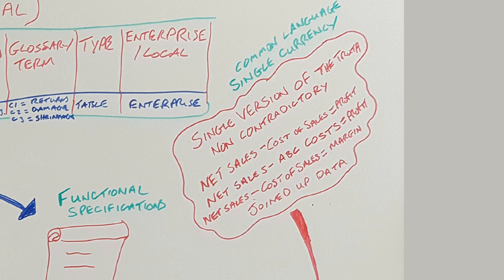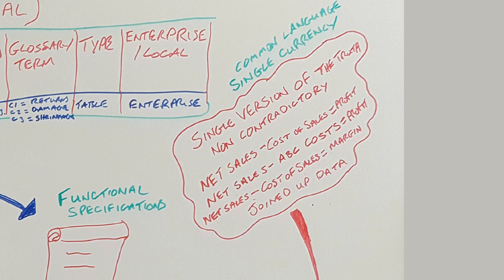Well, here's an example. Just looking at in the red cloud area in front of you, you see a calculation. Net sales minus cost of sales equals profit. Fine. Net sales minus cost of sales equals profit. Well, obviously we need to define net sales and cost of sales. But once we have that definition, we can put a field in an analytic called profit.